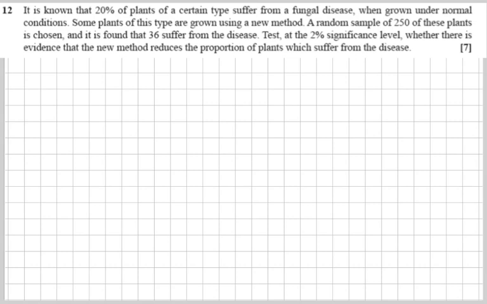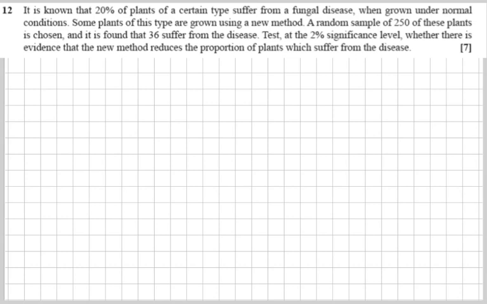And then we take a sample, so that's going to be our N there, and we get our experimental result, 36 out of 250, and we have to say whether that represents evidence that the probability has changed in some way, and specifically it's looking to see whether the proportion has been reduced, so it's a one-tailed test in the lower tail. Right, let's set this up.